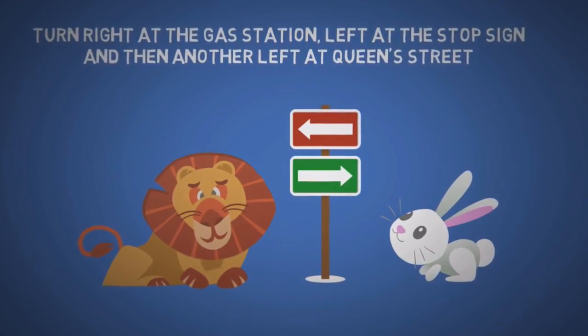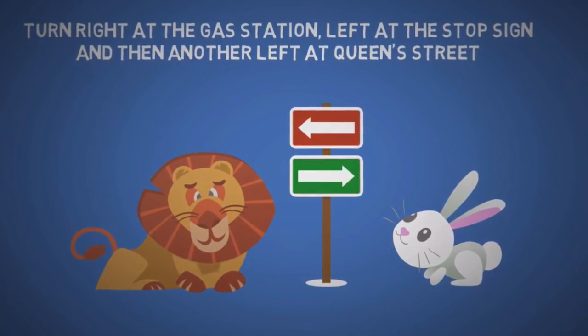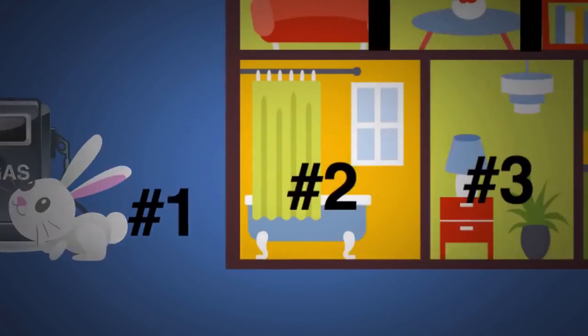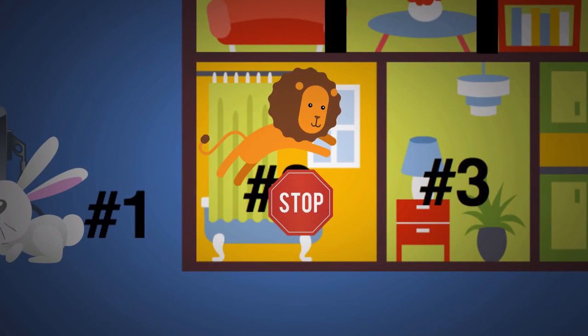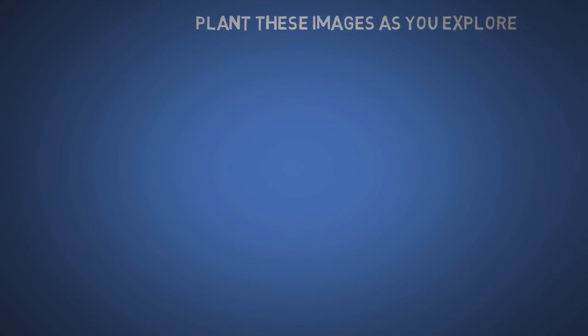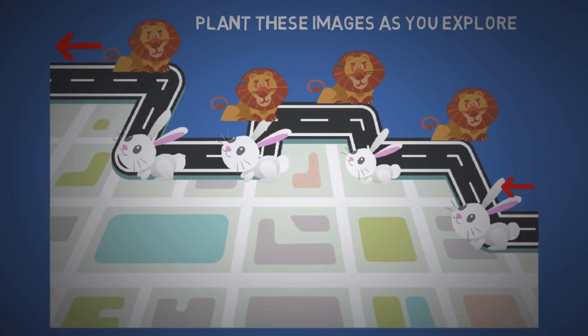Now to remember directions, simply use two images like a rabbit representing right and a lion representing left. So if you had to remember the directions, turn right at the gas station, left at the stop sign, and then another left at Queen Street, you can picture in your first room a rabbit hopping around a small gas pump station, then a lion jumping over a stop sign at your second, and then a lion about to attack a queen. These images can also be used as crumb trails or markers, like when you're exploring a new place and want to make sure you can find your way back.